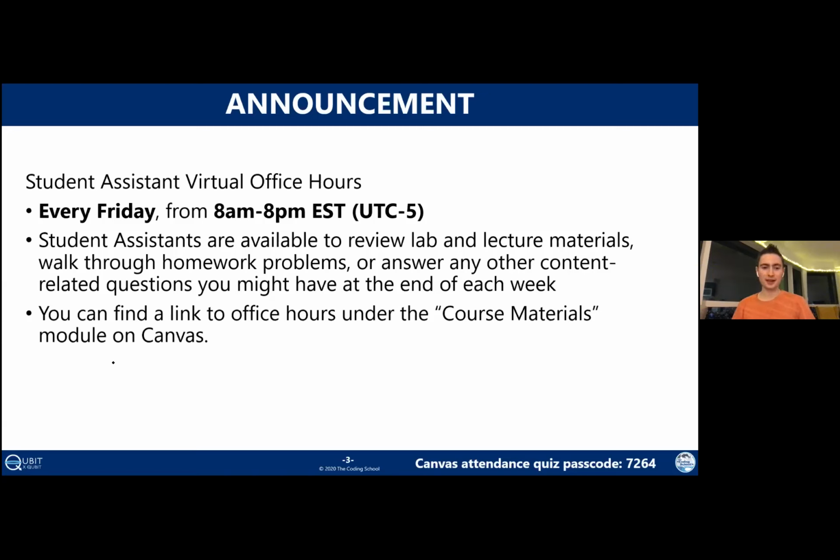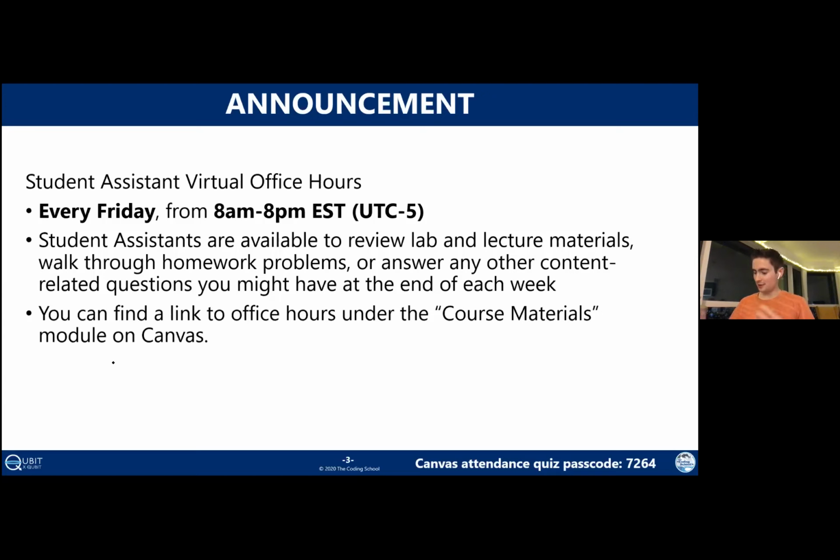They're kind of like another level of TAs, where every Friday from 8 a.m. till 8 p.m., they will be hosting office hours, which is essentially just a time for you to go to them, ask questions about homework, work through some practice problems, whatever you need if you really need some extra practice with a particular week's content. So as it says here, they're available to review lab and lecture materials, walk through homework problems, or answer any other content-related questions you might have at the end of each week.